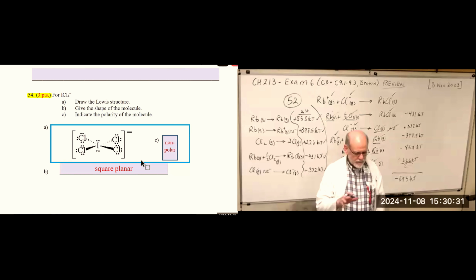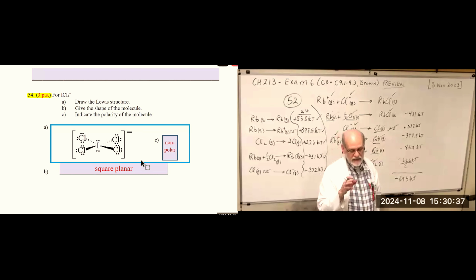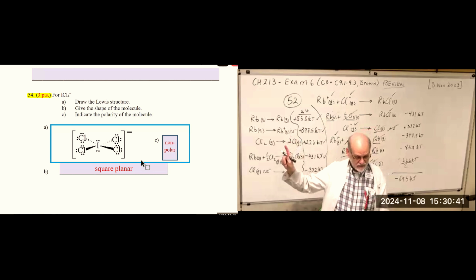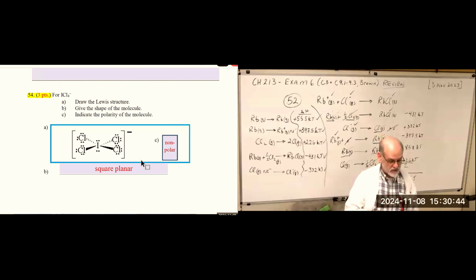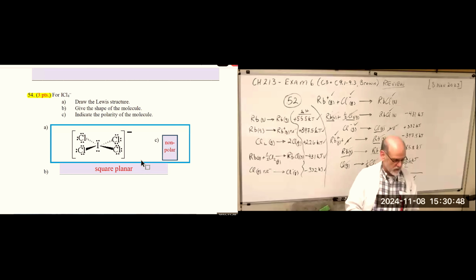Lewis structure, shape of the molecule, and polarity. Right. If we draw this one, we get what electronic geometry? And don't forget that minus sign, right? The original ICl4 has a minus charge. So you got to keep the minus sign on the dot structure.